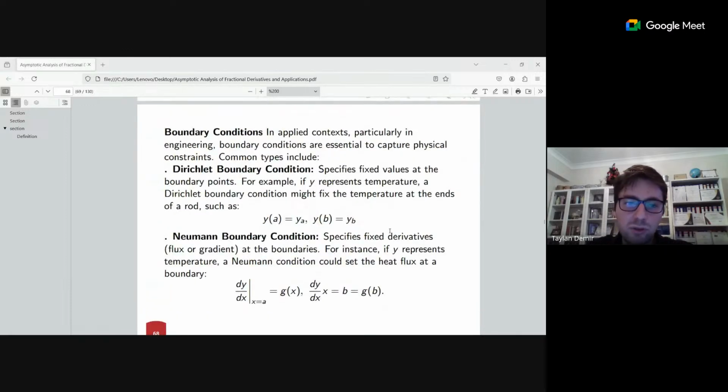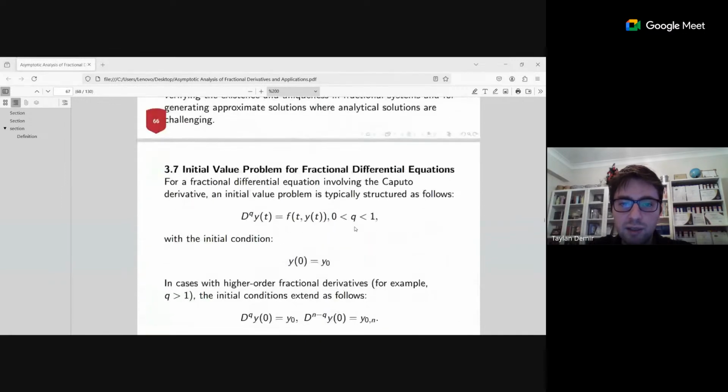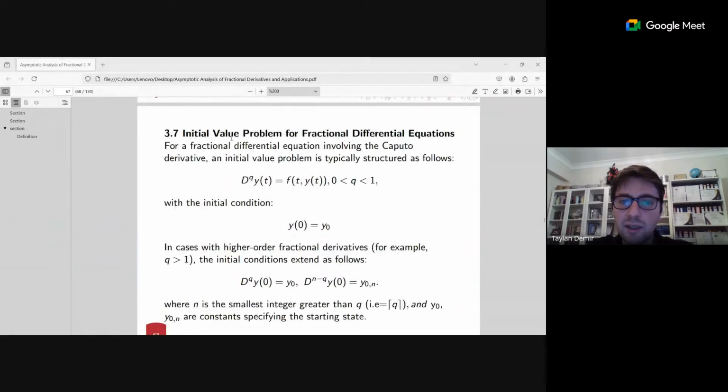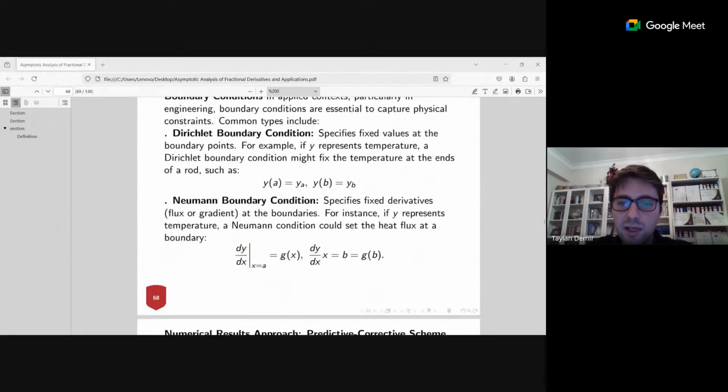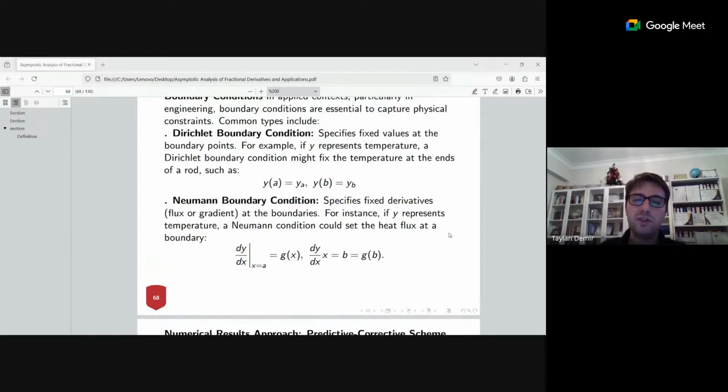And boundary conditions, the Dirichlet boundary condition and the Neumann boundary condition, are given to detail the initial value problem for fractional differential equations. And we need to say that the Dirichlet condition specifies fixed values at the boundary. To better understand it, if y represents temperature, a Dirichlet boundary condition might fix the temperature at the ends of a rod, such as this model. And the Dirichlet boundary condition and the Neumann boundary condition play an important role in partial differential equations in applied mathematics.